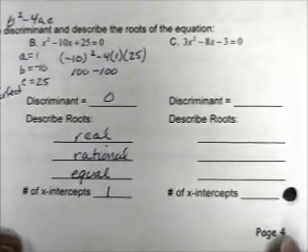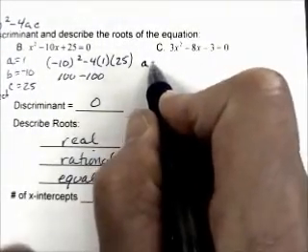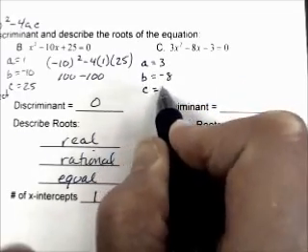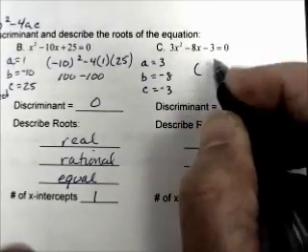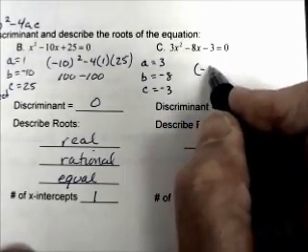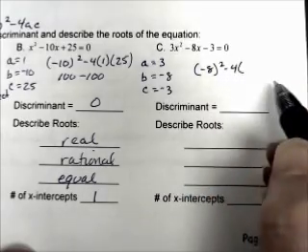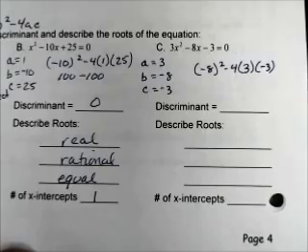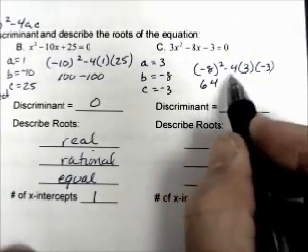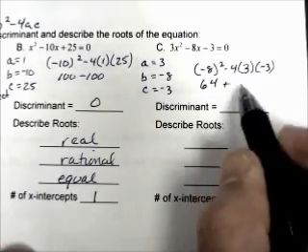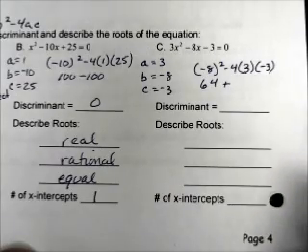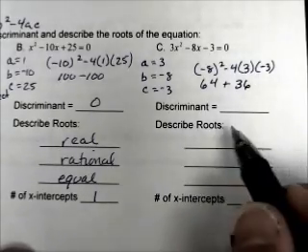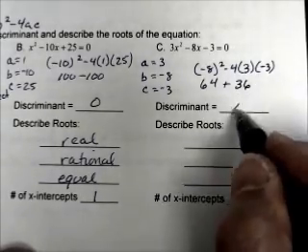And C, it's in standard form. Pull out your A, B, and C values. Plug into b squared minus 4ac. Negative 8 squared is 64. The double negative would be plus 4 times 3 times 3, which is 36. 64 plus 36 is 100.